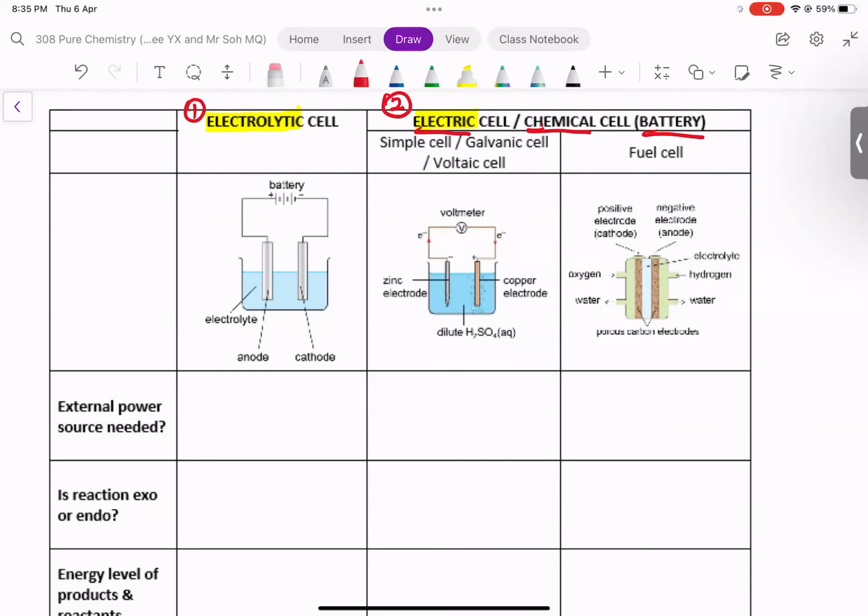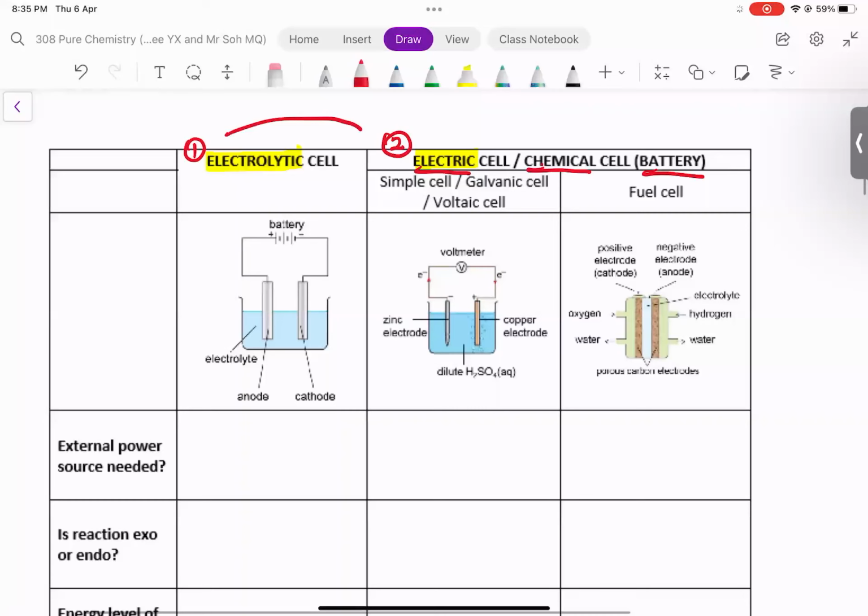And these two are exact opposites of each other in every single way. So the electrolytic cell is the opposite of the electric cell. So these two will oppose each other. They will be the opposite of each other in every single way that we will see later on.